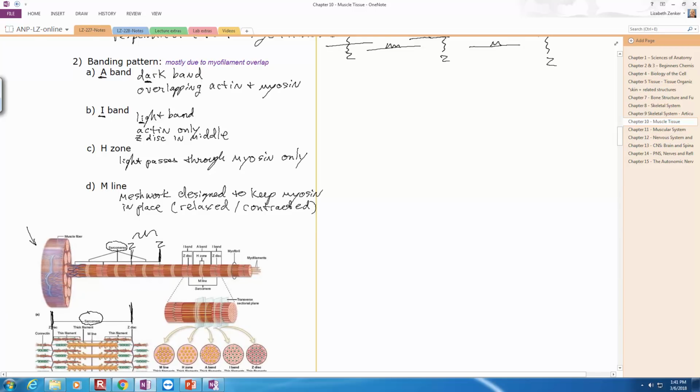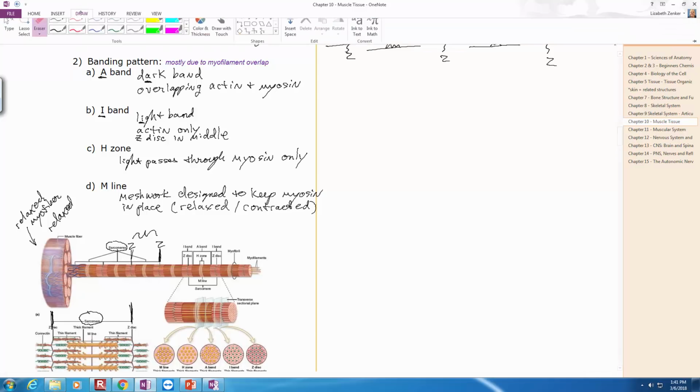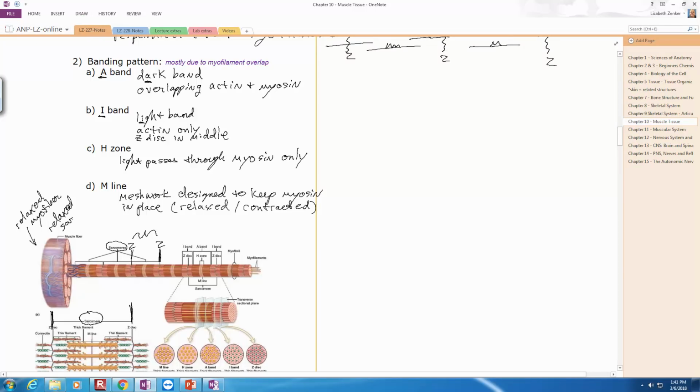This area here would be an example of a relaxed sarcomere or a relaxed myofiber. So, relaxed myofiber, one muscle cell, and also relaxed. If that's relaxed, then it means the sarcomere. That's an R, let's fix that. Relaxed sarcomere. Okay.